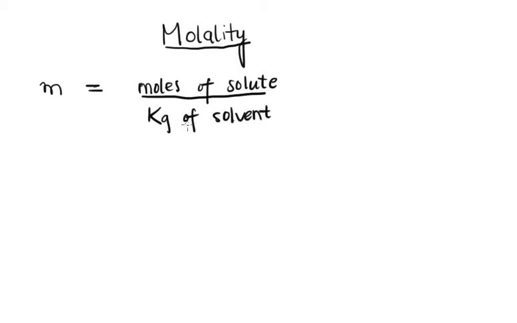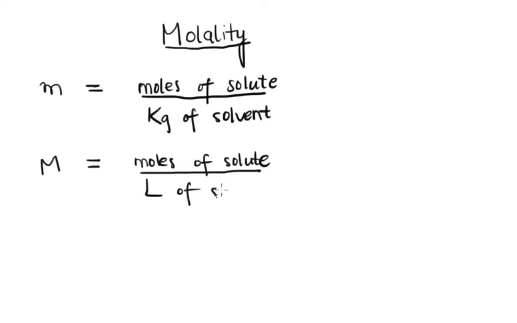Now remember, molality shouldn't be confused with molarity. Molarity is something we've used before. It's probably way more common. It's moles of solute over liters of solution. So notice the difference in the denominator. Solution includes both solute and solvent, but molality, which we'll use a lot in colligative properties, is kilograms of solvent.